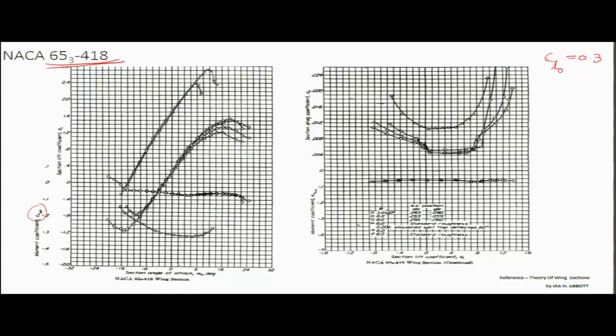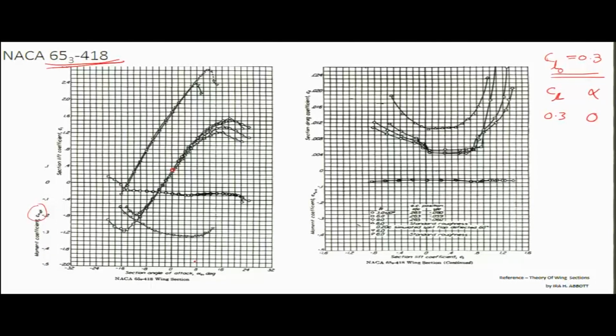Now what we need to find out is CL alpha of this wing first. So let us first consider what CL is at alpha equal to 0. That is, CL naught is 0.3. This is the CL at which alpha is equal to 0. So at this particular point, for 0 degrees, CL is 0.3.